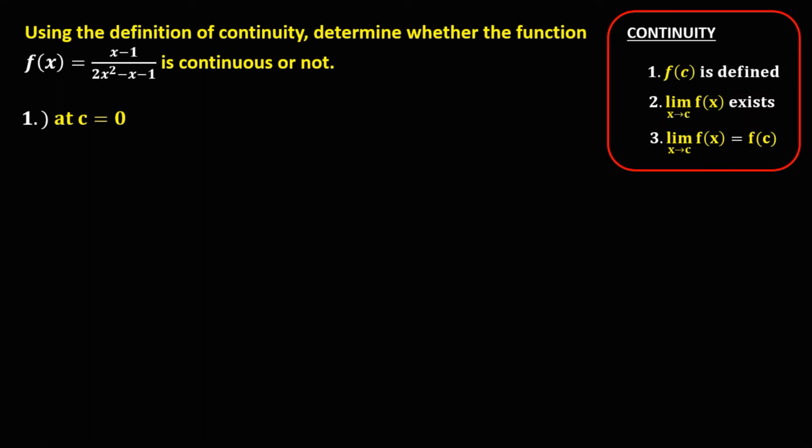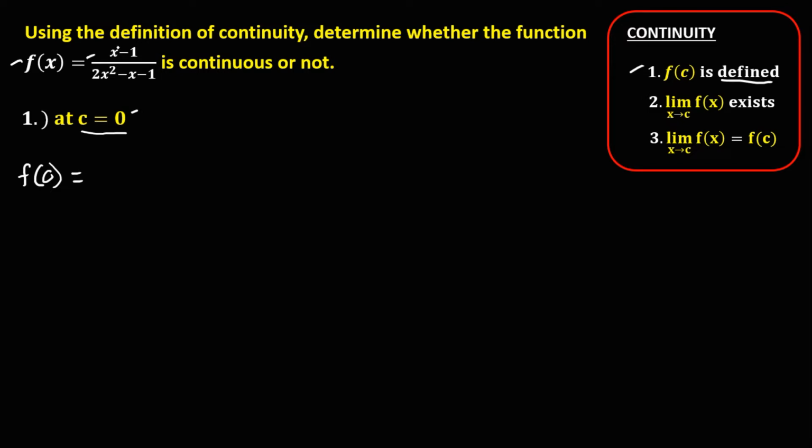Then we have this given. Using the definition of continuity, determine whether the function is continuous or not. So we have this given function, then at c equals 0. Using these three conditions, first we need to test if f of c is defined. So f of c, but c equals 0, so f of 0.